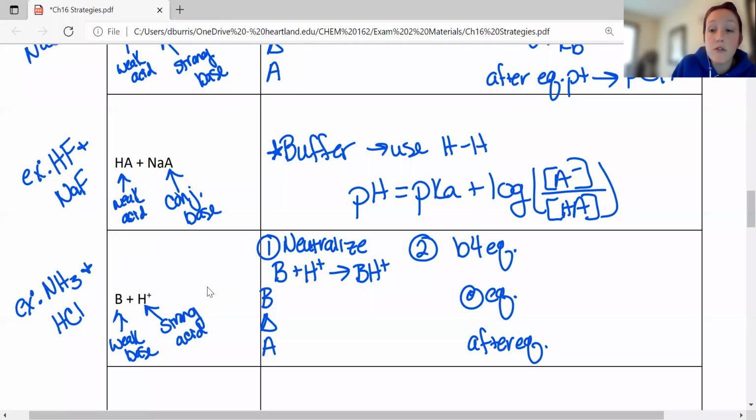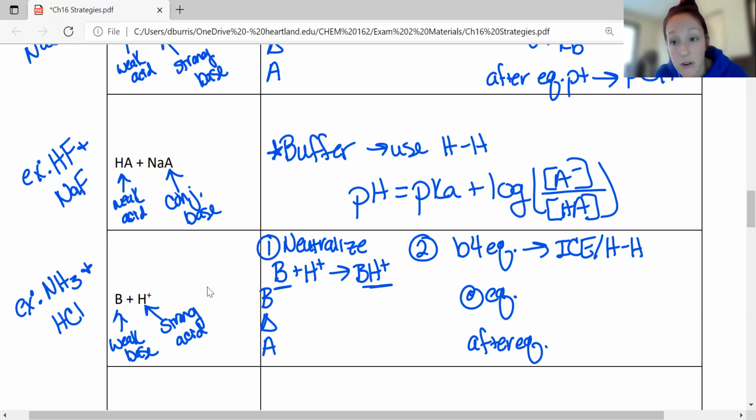Okay, before the equivalence point, I would still have some base left and I would have turned some of it into conjugate. So you're going to have to do either an ice table or you can use the Henderson-Hasselbalch, because if you have both of these, it's technically a buffer. Okay, now if you use the ice table, notice this is a base. You need to use the KB equation because at this point you still have more base than you have acid. Okay, so this is the neutralization equation. This would be a KB equation.